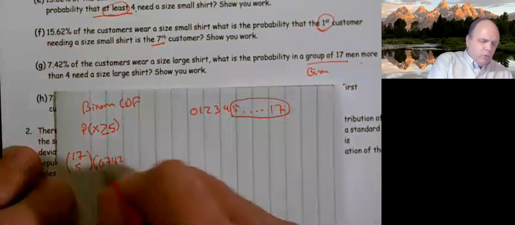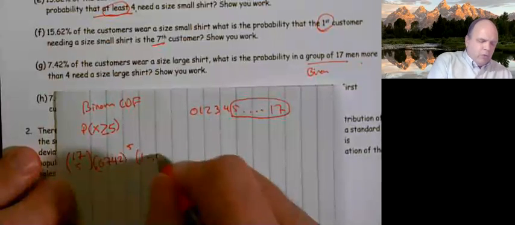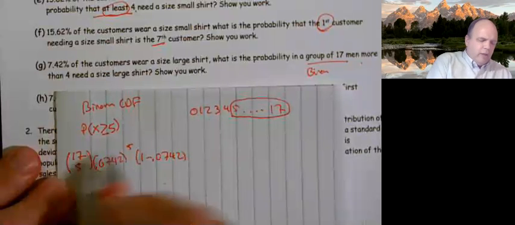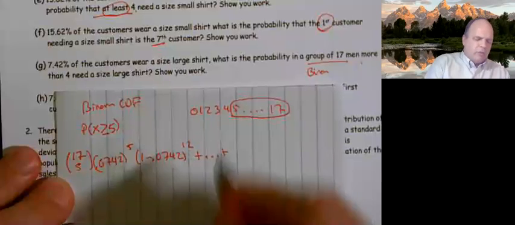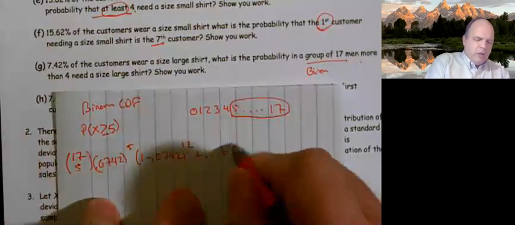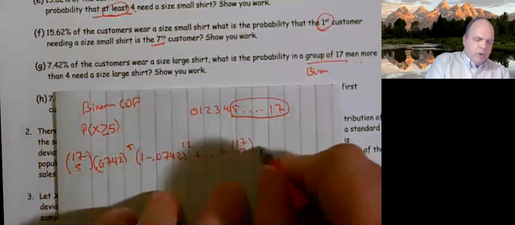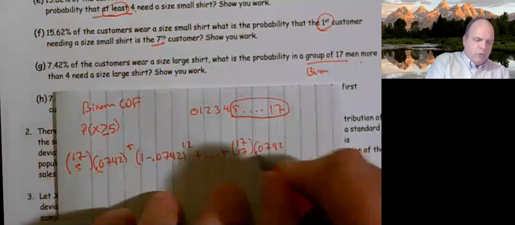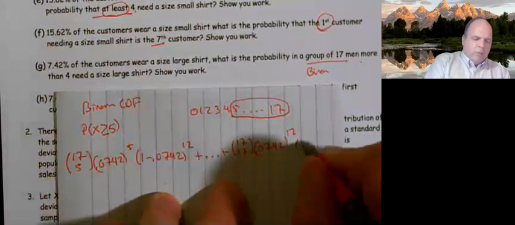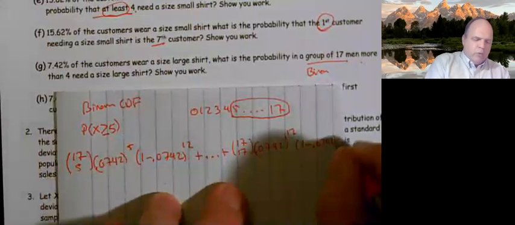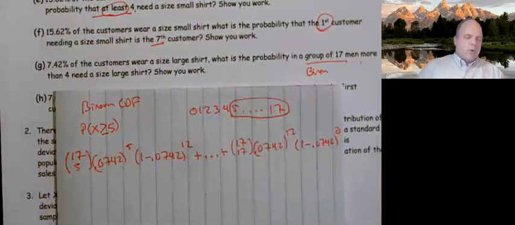0.0742 to the 5th power, 1 minus 0.0742. 17 minus 5 is 12. Plus dot, dot, dot, plus 17, choose 17, 0.0742 to the 17th power times 1 minus 0.0742. 17 minus 17 is 0. So now we look really good for work shown.